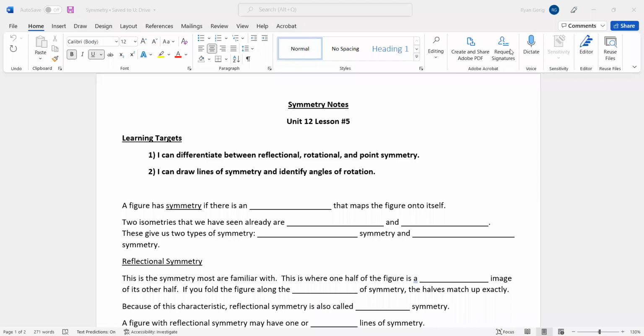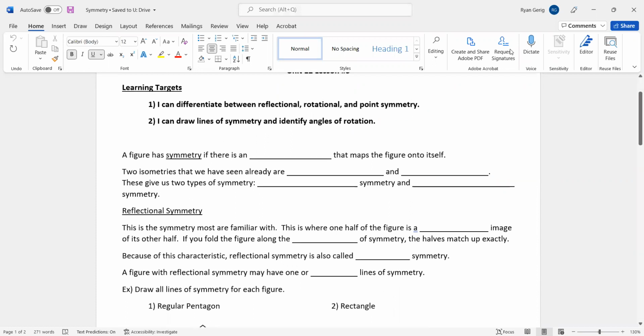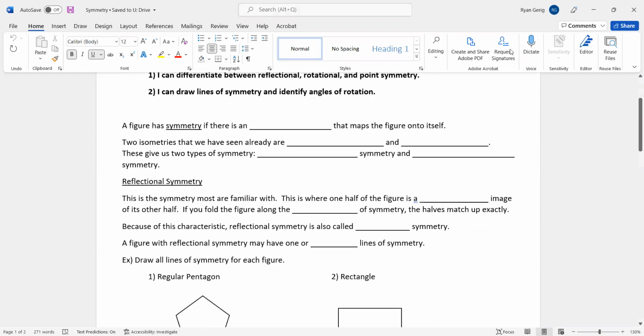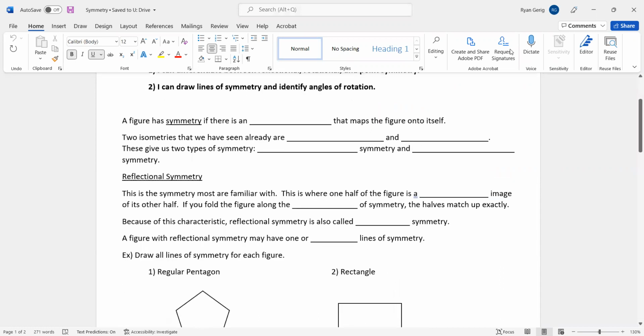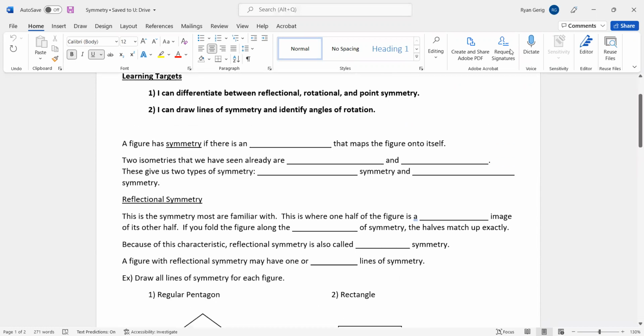All right, for the last lesson in Unit 12, we're talking symmetry. Now, there's a few different types of symmetry you can see in the learning targets. Yeah, it's really about all you need to know. There's different types of symmetry, and I'm going to show you both of those.